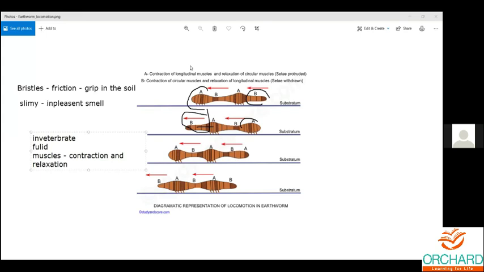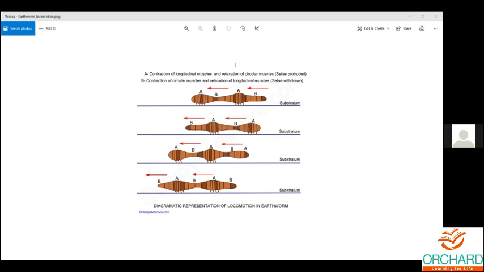Okay, I see only a few replying, like Advika and Jason, Gomati. What about the others? Okay, fluid. Okay. So now, is the earthworm a vertebrate or an invertebrate? Very good. It's an invertebrate. Good. All right.